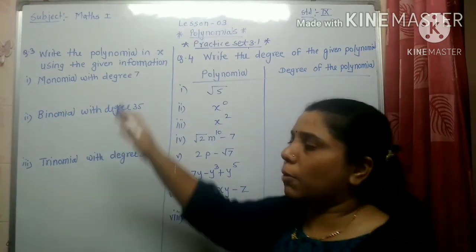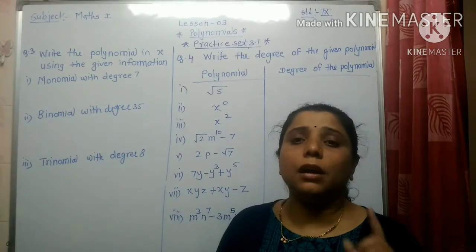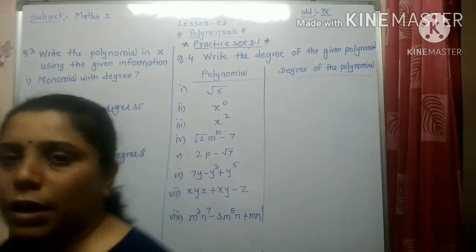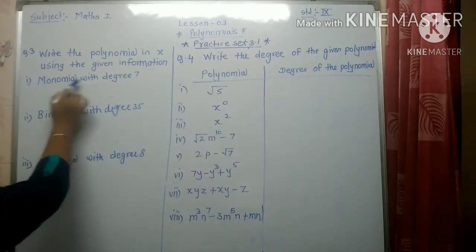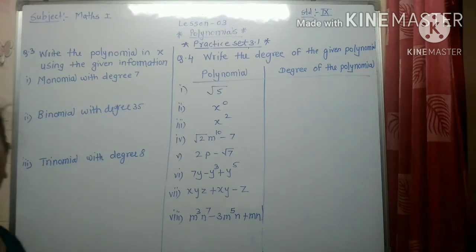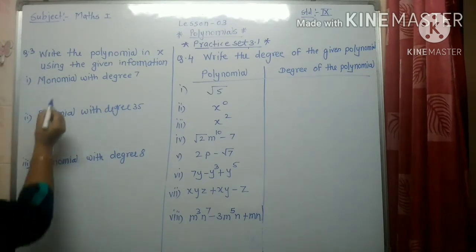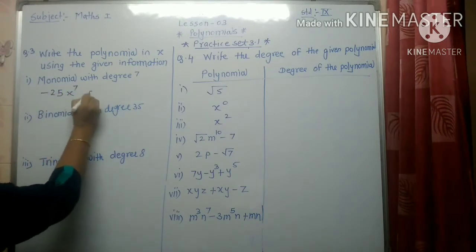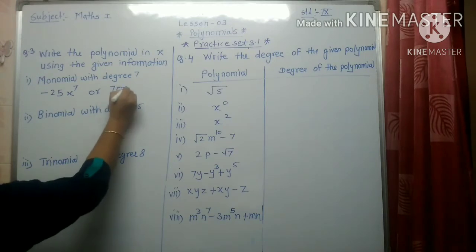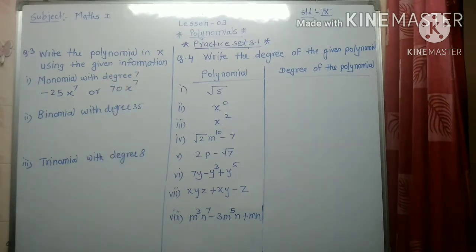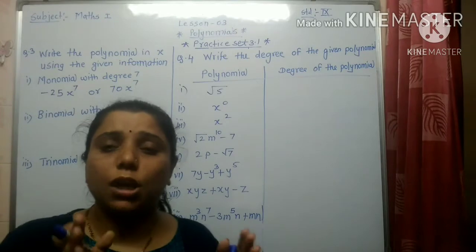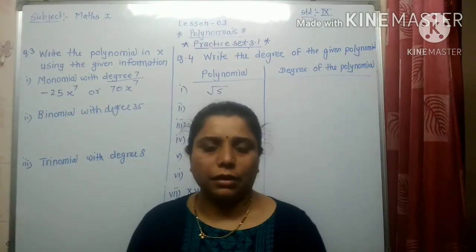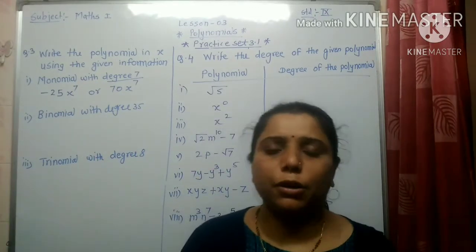Now here, this is an open-ended question. You can use any example, and you can write your own examples also. So I will write monomial with degree 7. I want only one term. So I will write minus 25x raised to 7, or I can write 70x raised to 7. The coefficient doesn't matter. They are focusing only on the degree 7. The main important thing is the degree 7. You can take another example also.